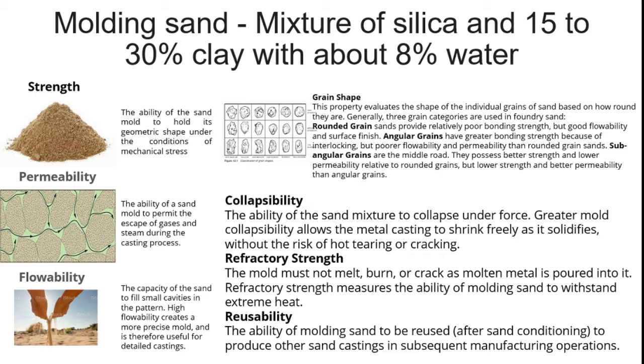The refractory strength measures the ability of molding sand to withstand extreme heat. Reusability, the ability of molding sand to be reused after sand conditioning to produce other sand castings in subsequent manufacturing operations. So these are all the molding sand properties that are important for choosing the molding sand in the molding process.